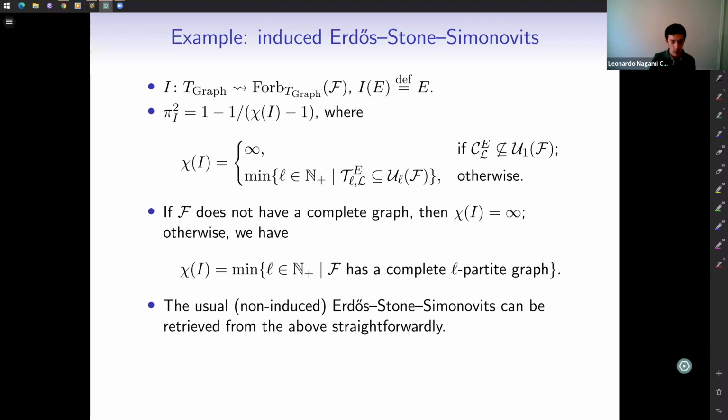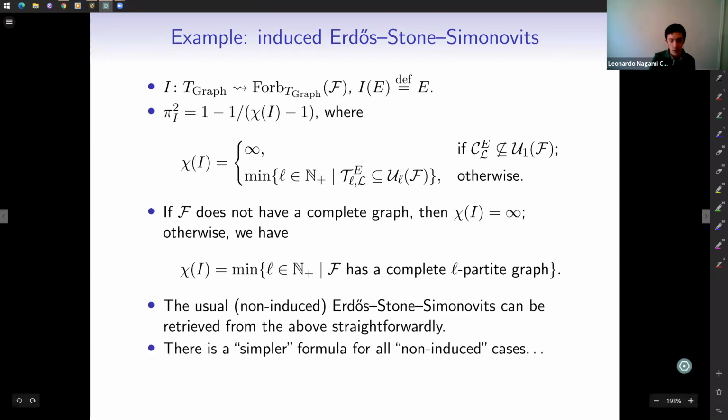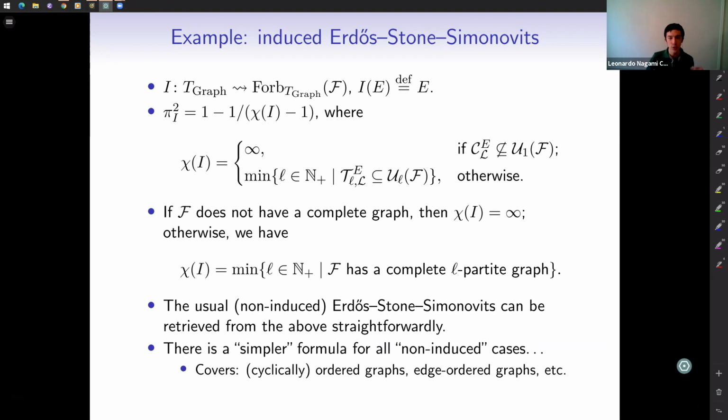Okay. Let me also point out that if you're trying to do other non-induced cases, right? So if you're trying to say ordered graphs, but you forbid non-induced, there's a way of simplifying this formula again in that setting. And this is what allows you to recover the usual interval chromatic number and cyclic interval chromatic number that we have seen. So that's basically what I had to say for today.